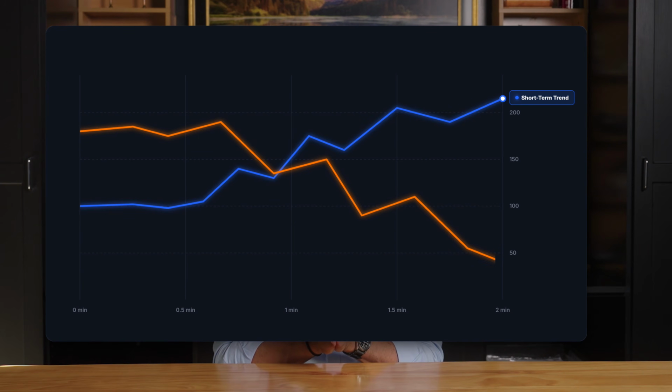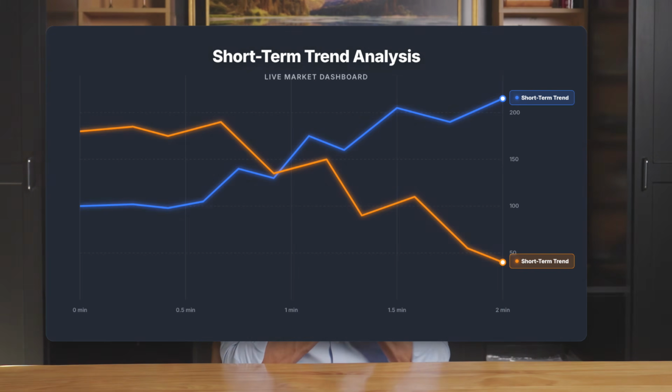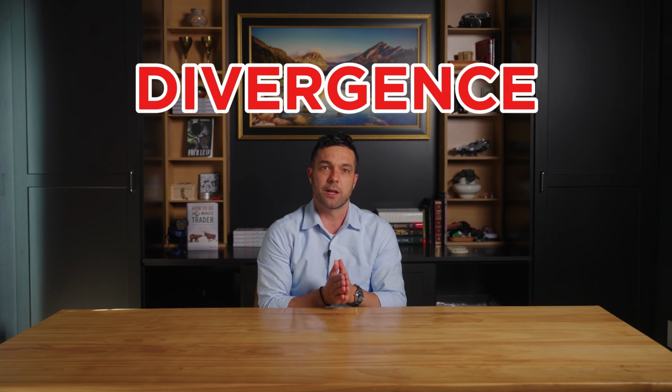Now let's get into the actual strategy. What we do is we look for a short-term trend in the blue line, 1 or 2 minutes long. And we also look for a short-term trend in the orange line, same amount of time. What we want to see is a divergence, meaning the 2 lines are either moving in opposite directions or clearly separating from each other to create an opening. And that divergence tells us which direction we want to trade.